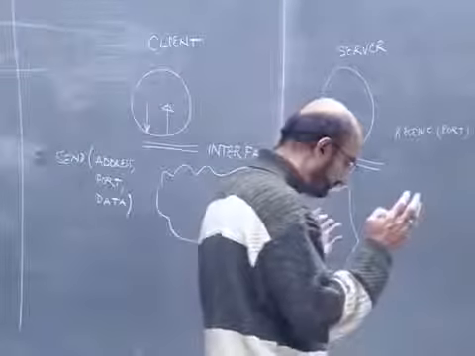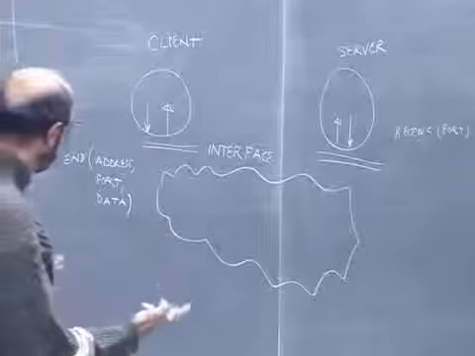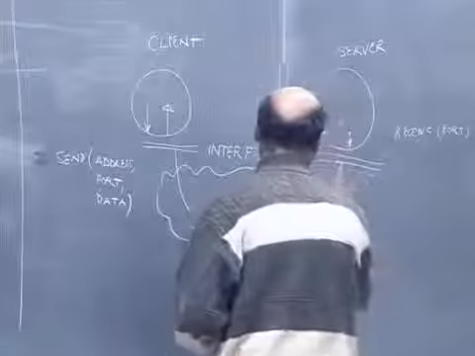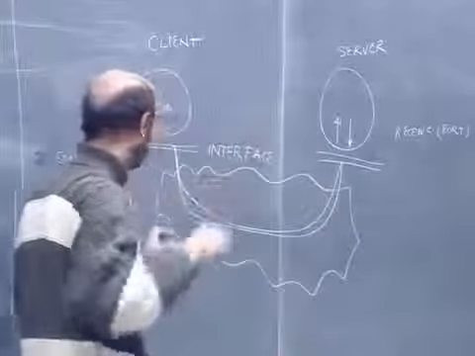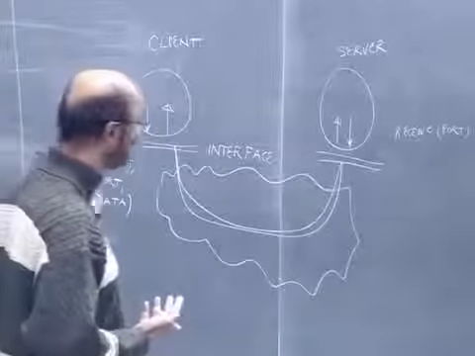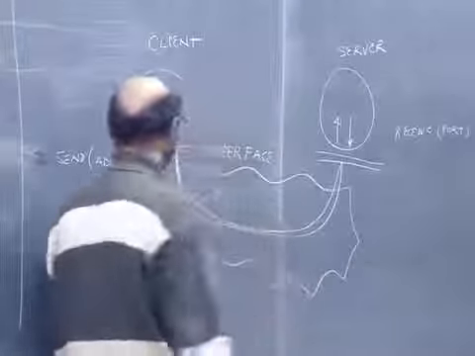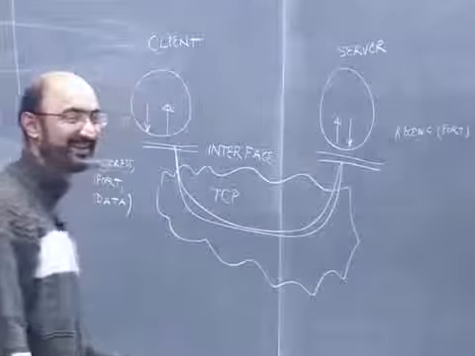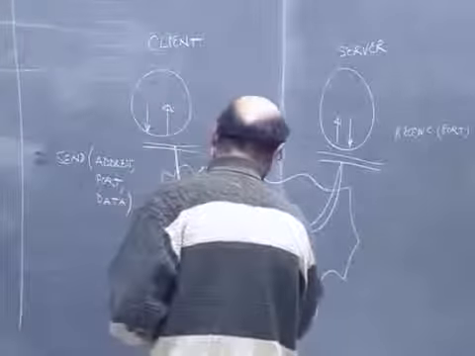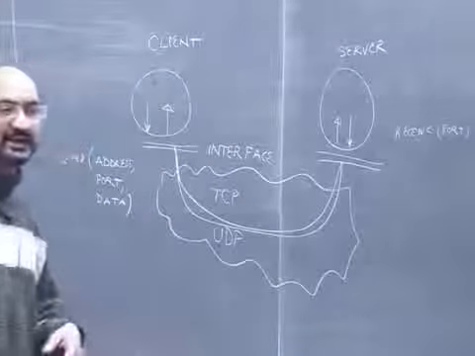Okay, so there are actually two ways of communicating between here and here that are in common practice. This so-called pipe, we can think of it as a virtual pipe, because from our perspective, we're sending data on this pipe. One of them is called Transmission Control Protocol, TCP. And the other one is called UDP, User Datagram Protocol.